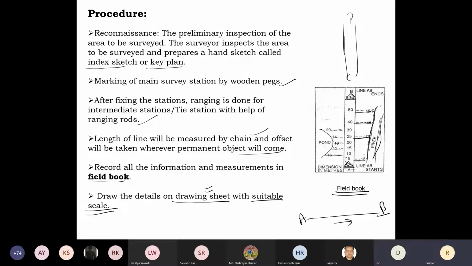So what are the instruments that you have written? One of you please tell. Jai Kumar Soni, can you tell what are the things needed for carrying out chain survey, chain traverse? Jai Kumar Soni is not there. Okay, Kuldeep. Kuldeep, you are there? Am I not audible, Kuldeep? What's happening?